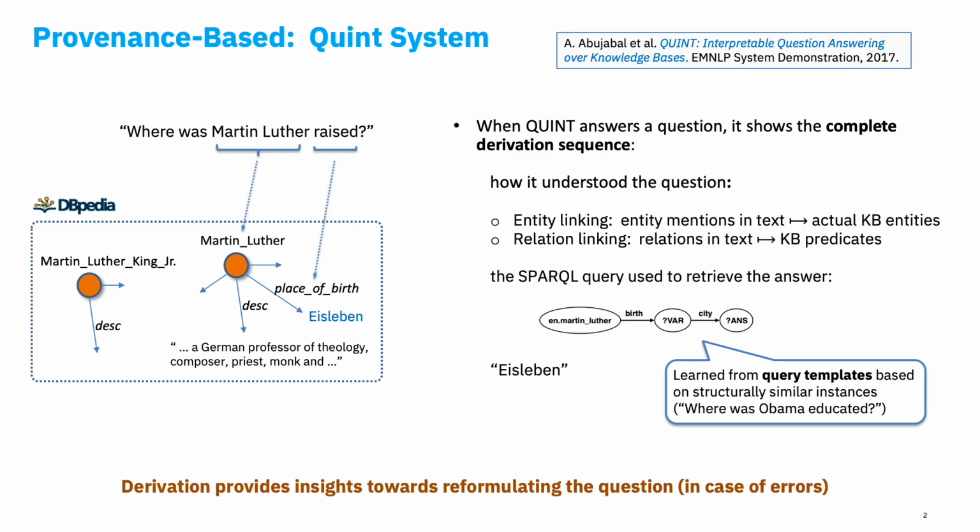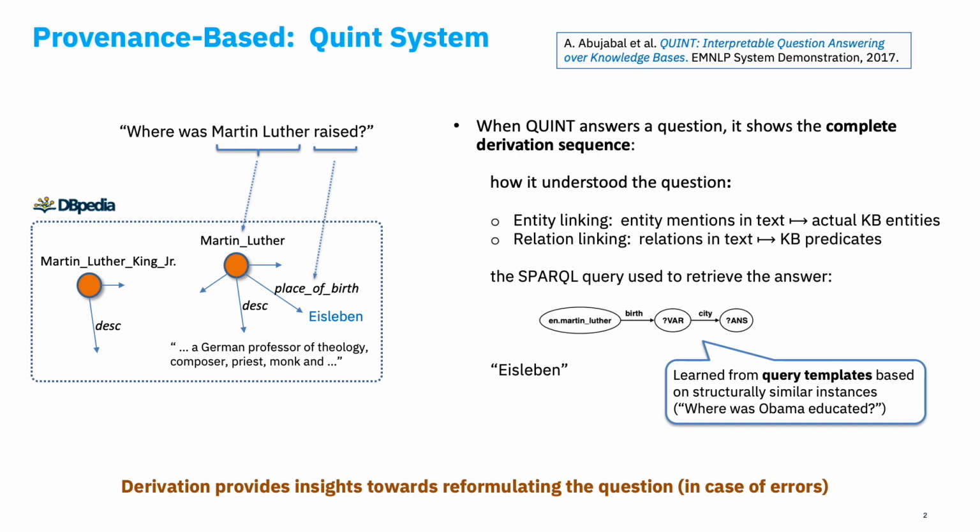We now discuss the Quint system, which provides an interpretable method for question answering over a knowledge base. As an example, here we have a question: where was Martin Luther raised? And the goal is to answer it using DBpedia as the knowledge base. The notable aspect about Quint is that when it answers the question, it also shows the complete derivation sequence.